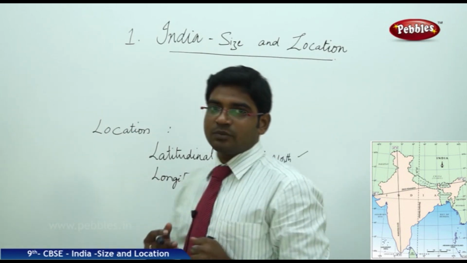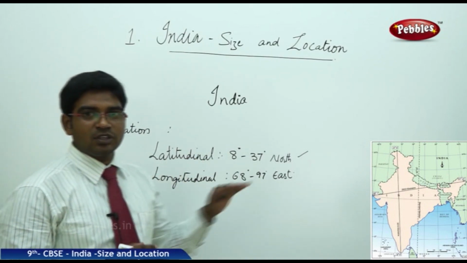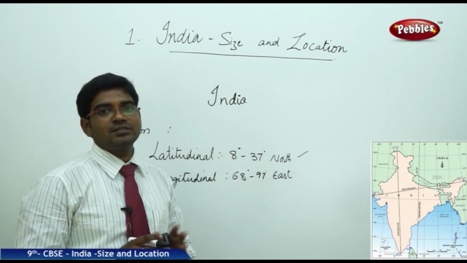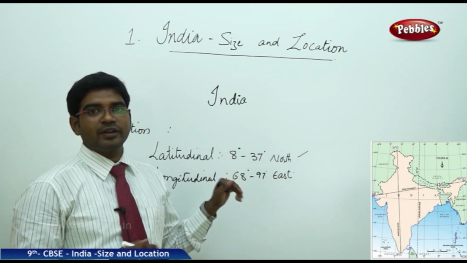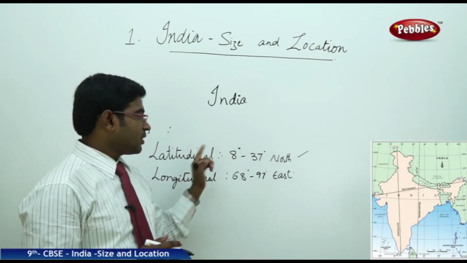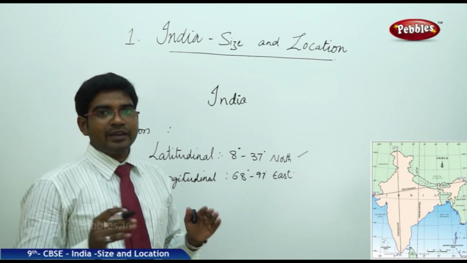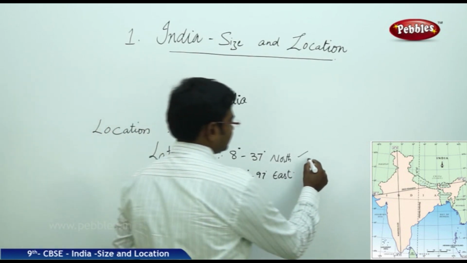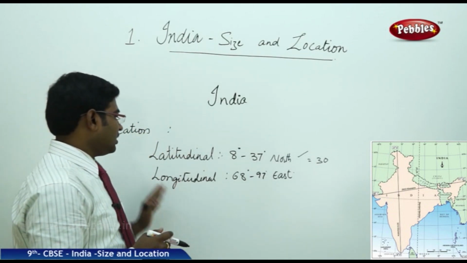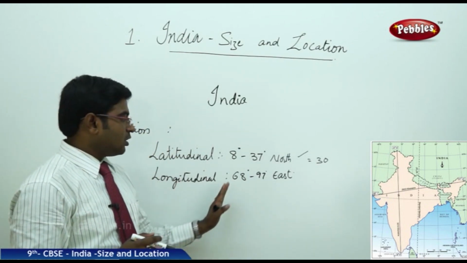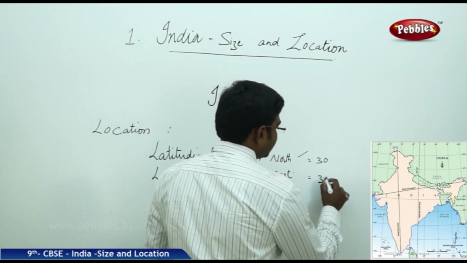Now, when it is in the northern hemisphere, the latitudes start from 0 degrees. The 0 degree latitude is the equator. From there, going upwards, very close to the equator, we have India. So the total number of latitudes passing through India is 30, while the longitudes, if you take, are also nearly 30 longitudes passing through India.